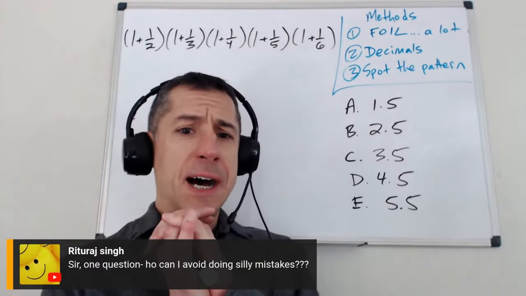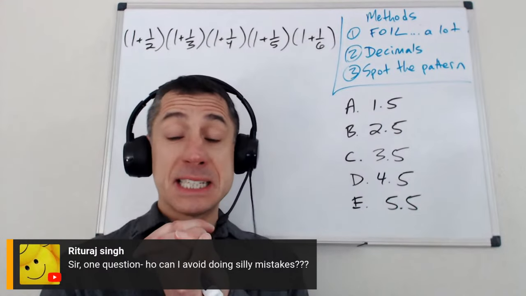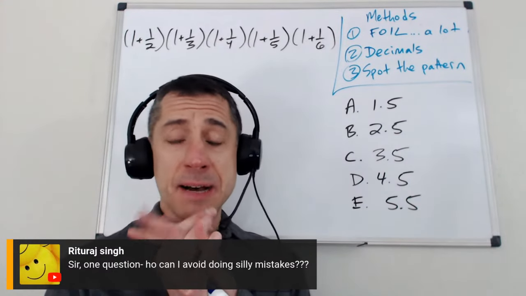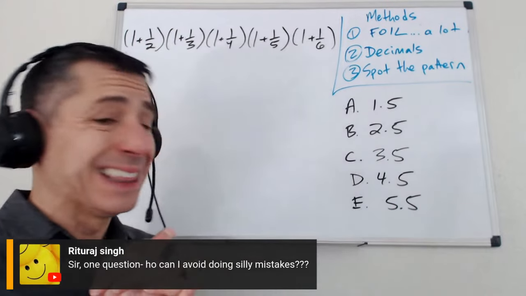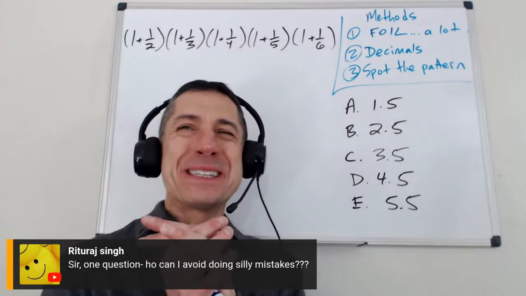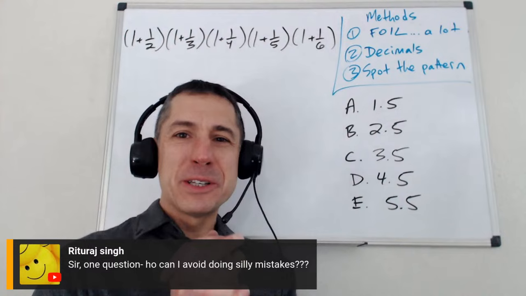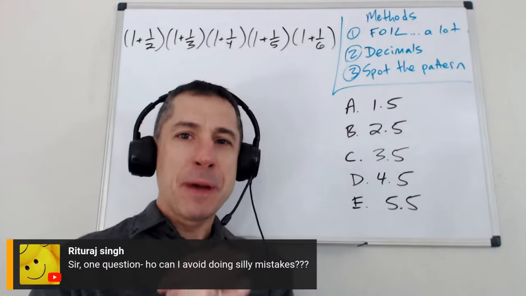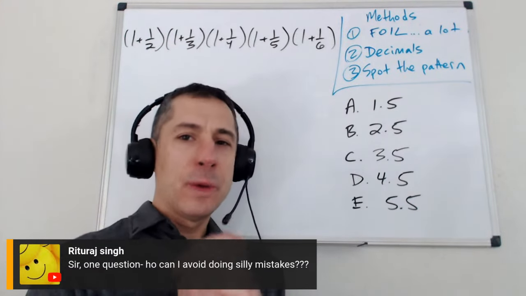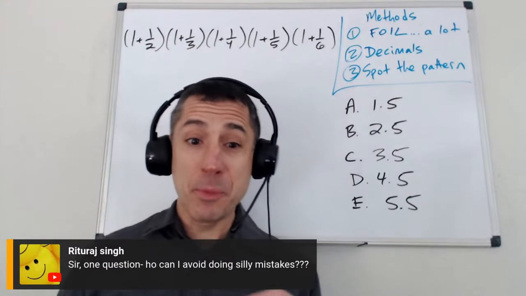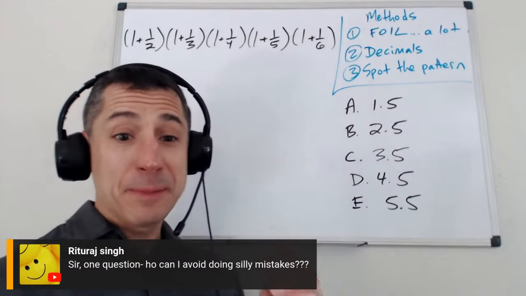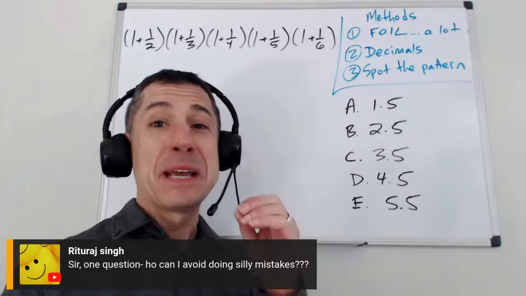Ritaraj, how can you avoid doing silly mistakes? Yeah, I love that question. And again, apologies for anybody that's watched a bunch of my videos. I harp on this a lot in some of the videos. Always read twice. Always plot your path forward before you do anything. Always check your steps as you go. The easier the step, the more important it is. It is so absolutely crucial to make sure that you're checking your steps.